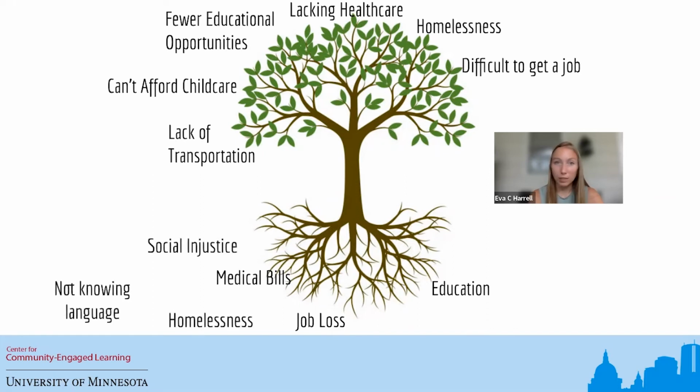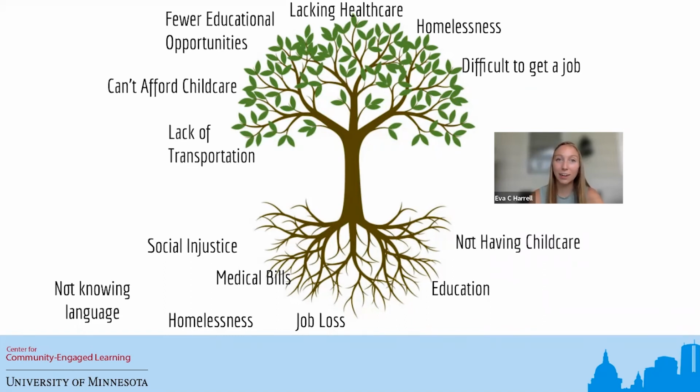Social injustice is another one. Homelessness, again, is a cause and effect of poverty, showing that cyclical nature of poverty. Not knowing a language: it's very difficult to get a job in the United States if you don't know English, but it's also hard to access any other social services without knowing the language you're trying to access them in. So, for example, finding information about how to go to a food shelf or a food pantry is really difficult if the information is not provided in your native language.